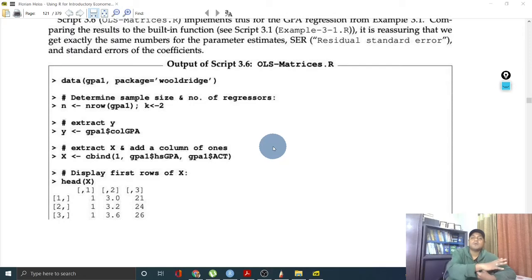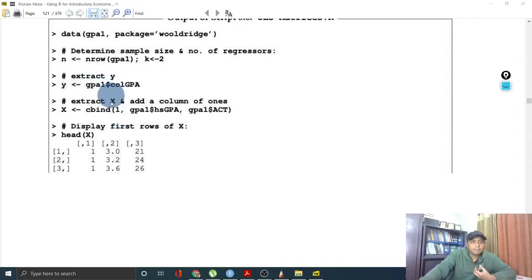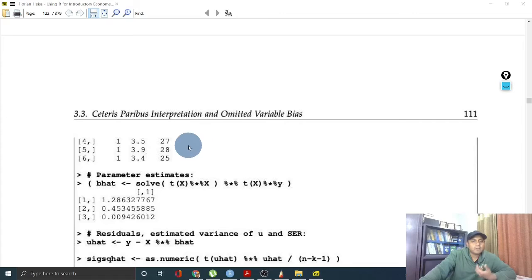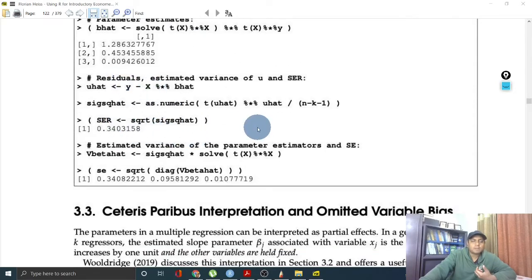In the first video we discussed how to use the matrix command so that you can convert your whole thing into a matrix. It is very easy. First you create the data, and then you have n, the number of rows, and then you have the first independent variable, and then you bind the dependent variable and your independent variables, and then you will have a matrix form like the head x command. And this is how you can do the estimation of the parameters, residuals and all that.